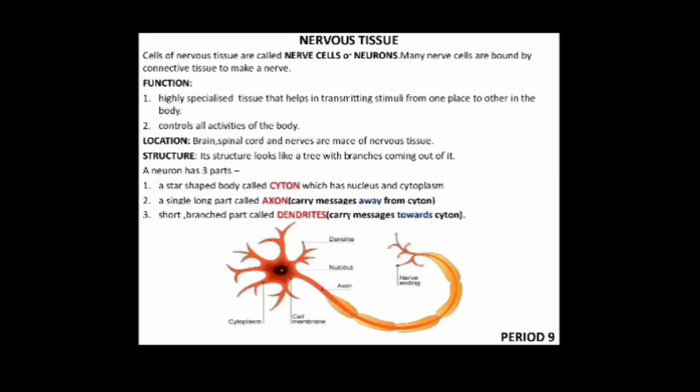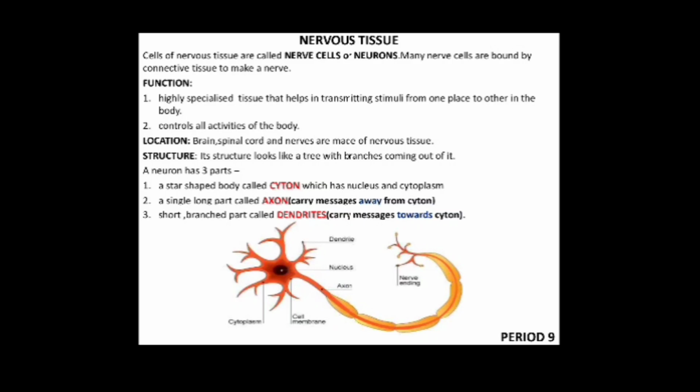Lastly, we move on to the nervous tissue. Cells of nervous tissue are called nerve cells or neurons. Many nerve cells are bound by connective tissue to make a nerve. What function do they play? It is a highly specialized tissue that helps in transmitting stimuli, that is any message from one place of the body to another. They control all the activities of the body. Location: they are found in the brain, spinal cord and nerves. How is the structure? Its structure looks like a tree with branches coming out of it.